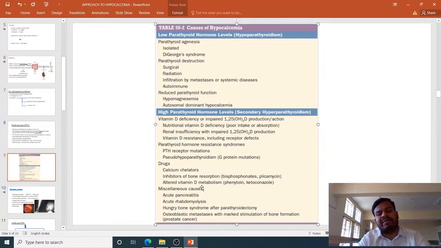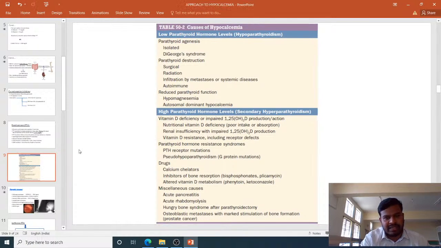And altered vitamin D metabolism can be seen with phenytoin and ketoconazole, so you should remember these also. Miscellaneous causes are acute pancreatitis, rhabdomyolysis, hungry bone syndrome, parathyroidectomy, or osteoblastic metastasis with marked stimulation of bone formation, and prostate cancer. So these are the causes we have briefly described. Kindly try to remember these causes and mention some of them. This table is from Harrison, so you can go through it if you have any doubt.